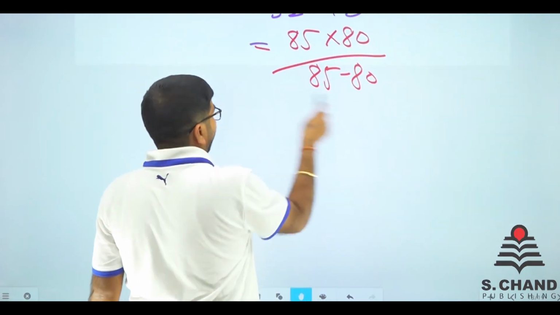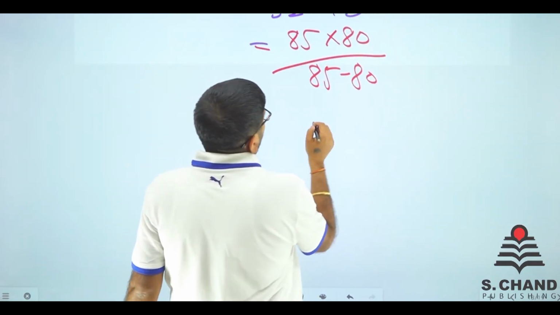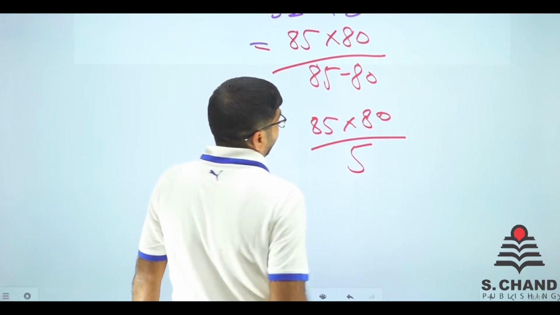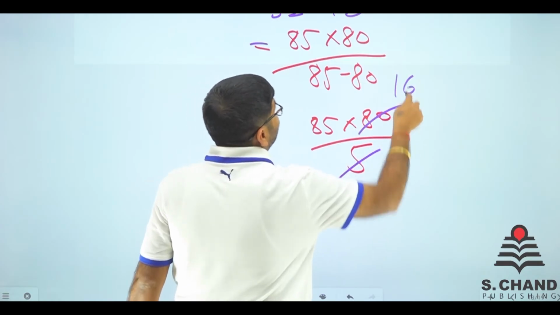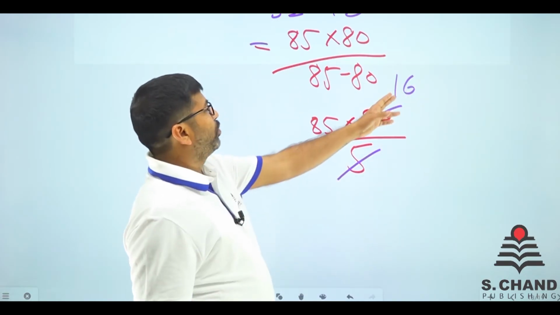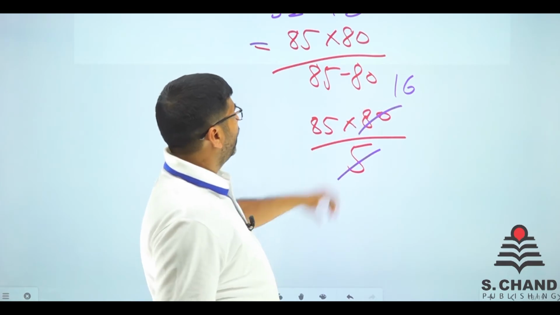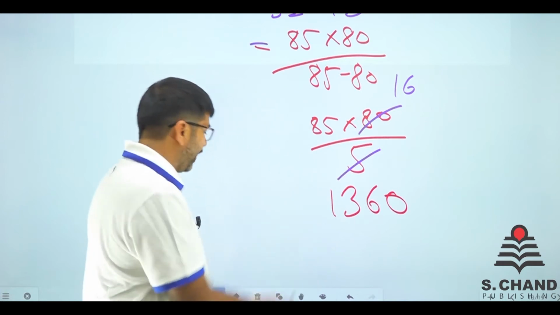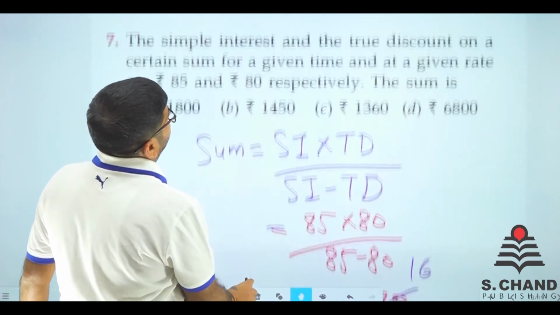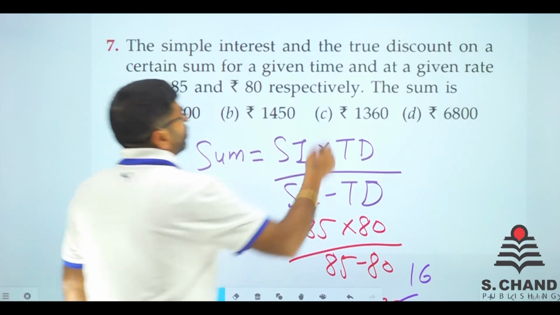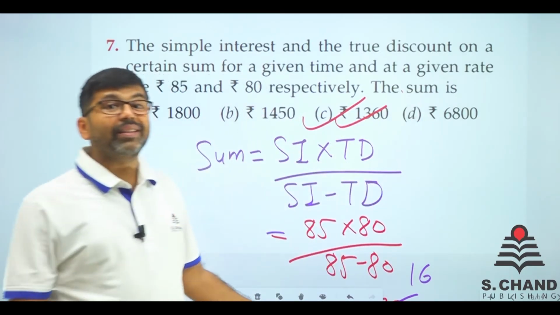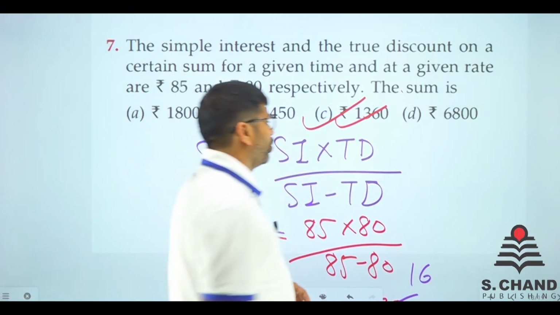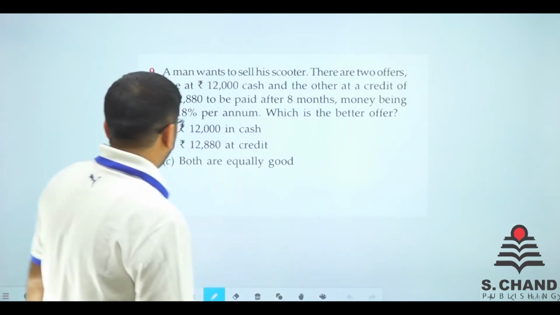So 85 into 80 divided by 85 minus 80. If you subtract 85 minus 80, it comes to 5. So 85 into 80 divided by 5. If you cut like that, it will go to 16, right? So we need to multiply 16 into 85, and that is 1360. So the final answer is 1360. Let's see if there is any option like that. Yes, there is. So 1360 is our final answer. That's it. You need to do it very slowly, easily, calmly. No issues at all. We move on to another question.